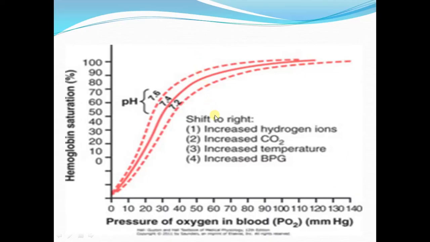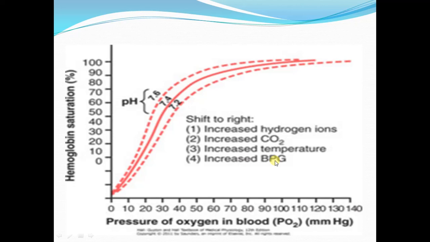Some more factors: increase in temperature will shift the curve to the right side, and increase in BPG will also shift the curve to the right side. So these are different factors that affect the dissociation of oxygen from the hemoglobin. Now one important point is left, that is P50. So P50 is a value which can give us a fair idea about the oxygen hemoglobin dissociation curve.